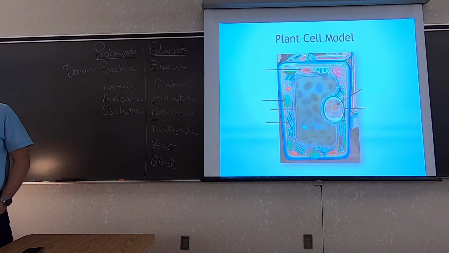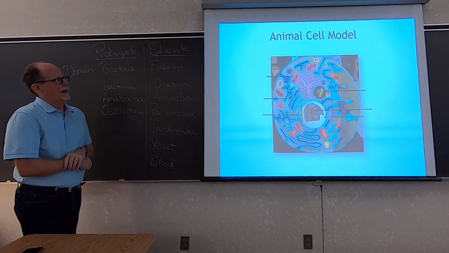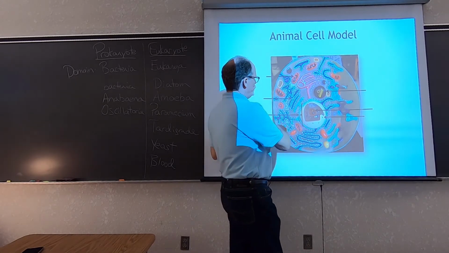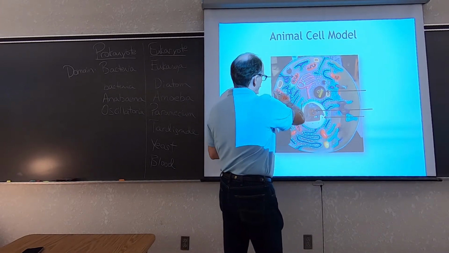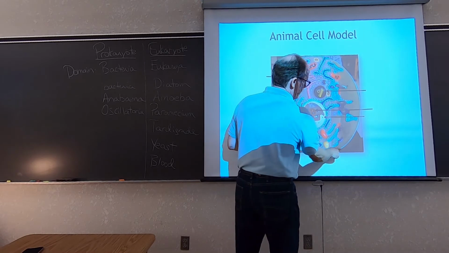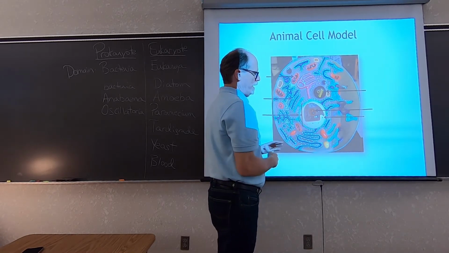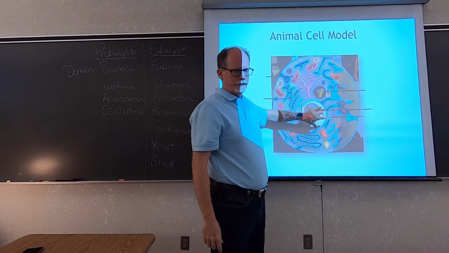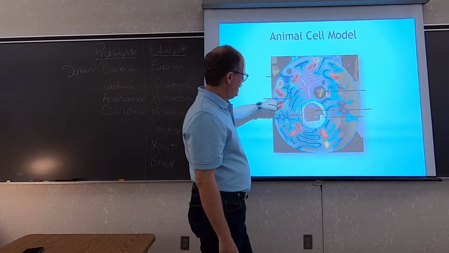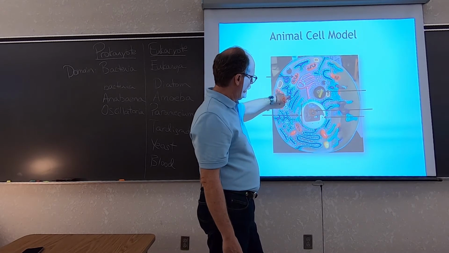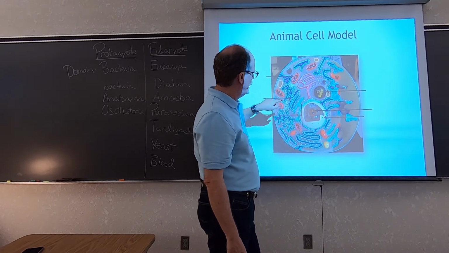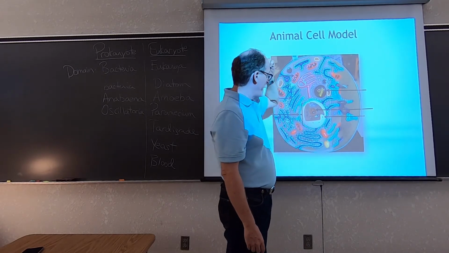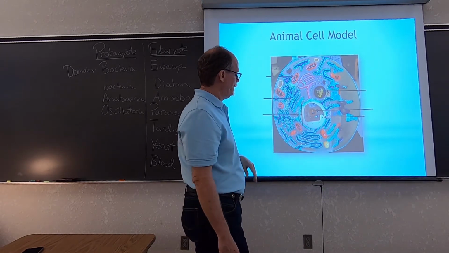So that's a plant cell. The animal cell model contains a circle. The teal color here is the plasma membrane of this cell. This big white circle here is the nucleus. And then we've got the endoplasmic reticulum in blue. The mitochondria are orange like they were in the plant cell. There's no chloroplast in this.